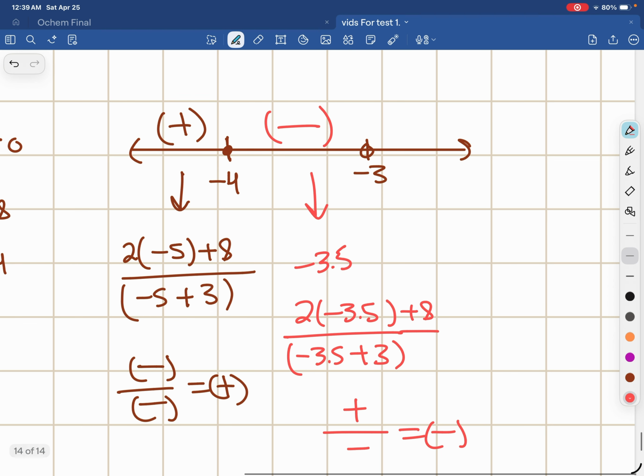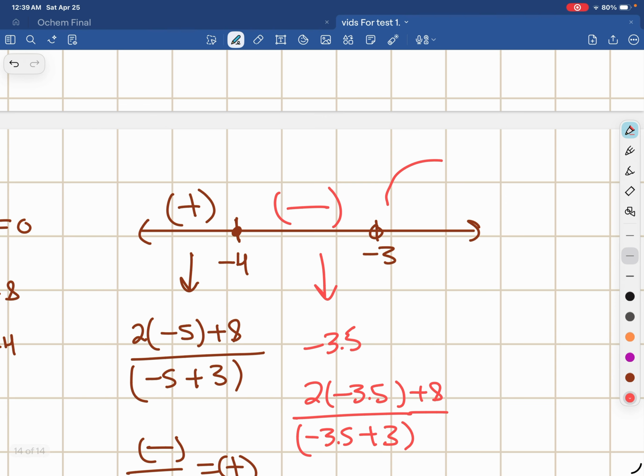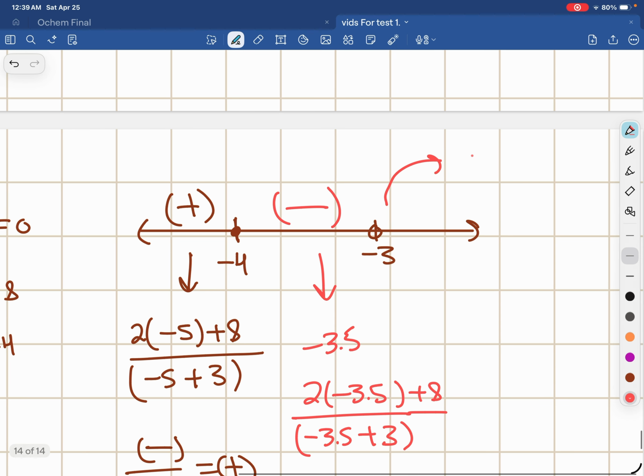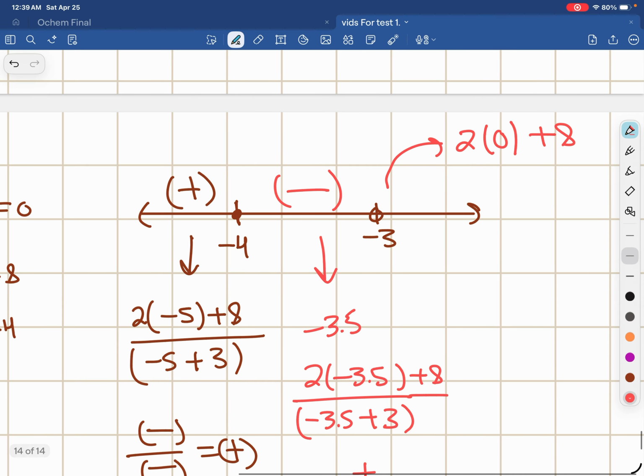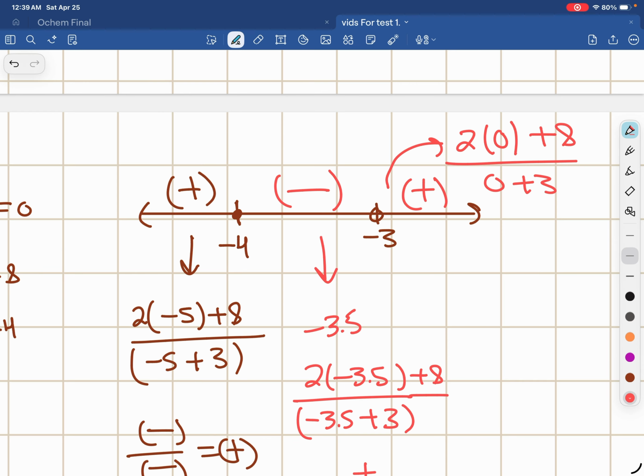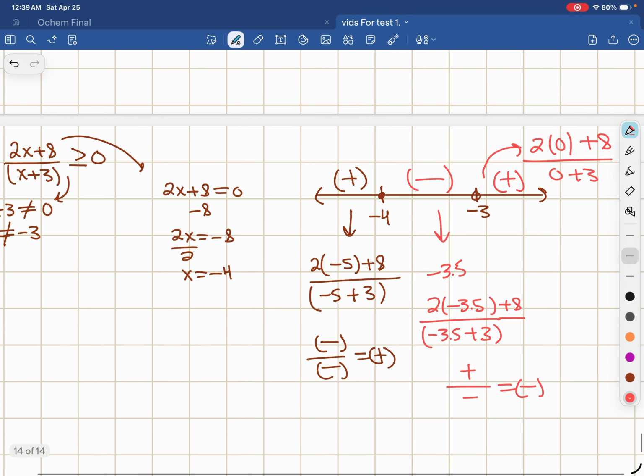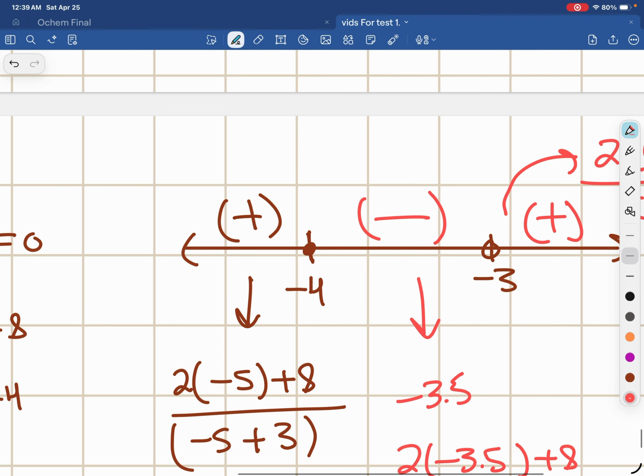Now looking at our final area, we'll use 0 to make it easier. So 2 times 0 plus 8 over 0 plus 3. Right off the bat, we can tell it's going to be positive. 2 times 0 is 0, plus 8 is a positive 8. 0 plus 3 is a positive 3. Positive over positive will give us a positive value. So now we'll talk this out.